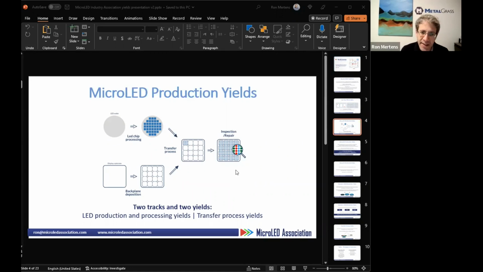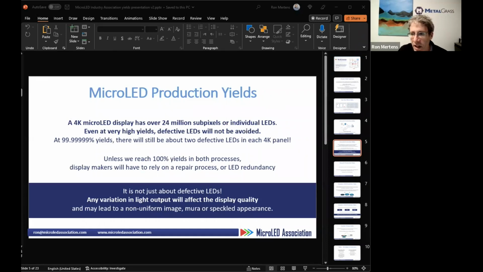This means that unlike with OLEDs and LCDs, with MicroLEDs we can actually talk about 2 different kinds of yields: the LED production yield and the transfer process yield. We kind of disregard the backplane production yield. This is a mature process, and it seems as if the MicroLED industry is going to use the same kind of backplanes as LCDs and OLEDs, hopefully. So this is going to be a bit out of scope.